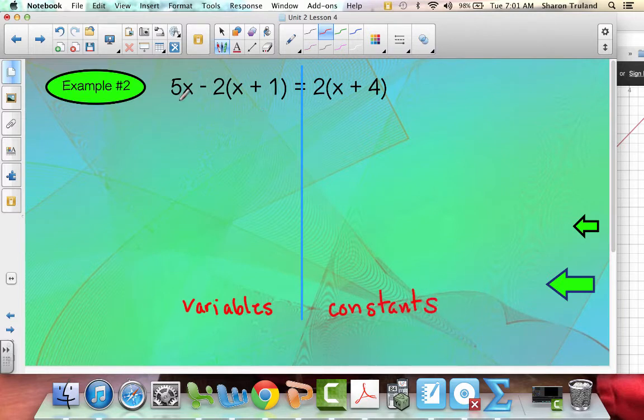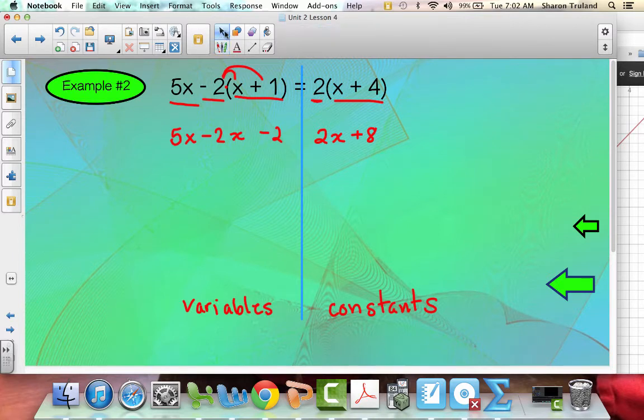All right, so let's start reading. 5x. All right, nothing we can do with 5x, so that gets to come down. -2 times. Oh, so they want me to double and negate everybody in this parentheses, better known as distribute. So -2x minus 2 equals, and what do they want me to do on the right side? Oh, they want me to double everybody in parentheses. So that's 2x plus 8. Great. Same thing's going to happen.